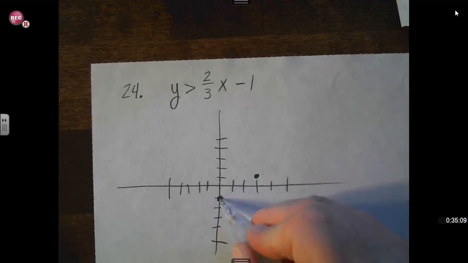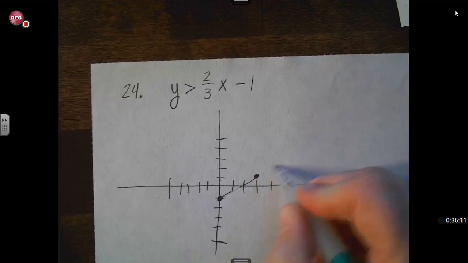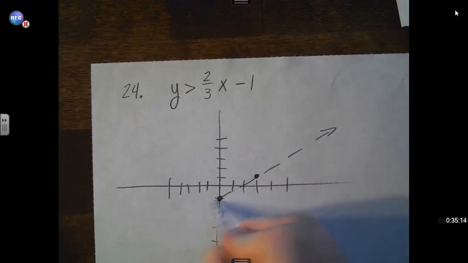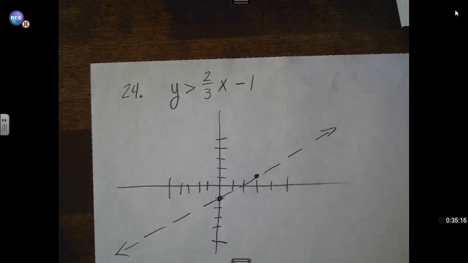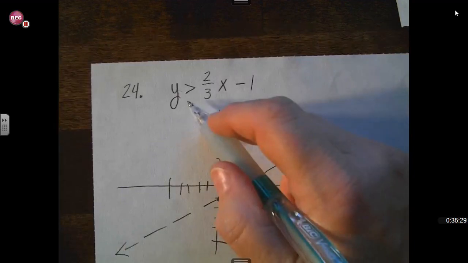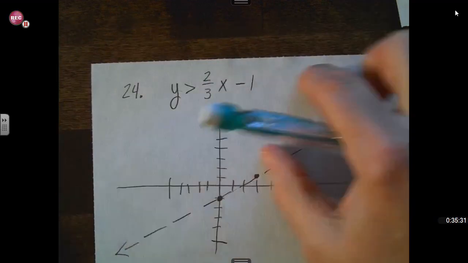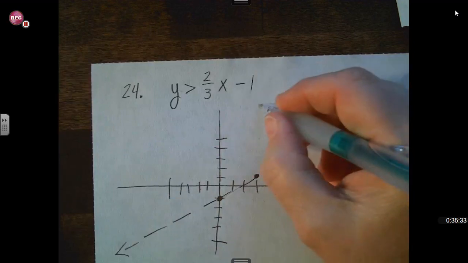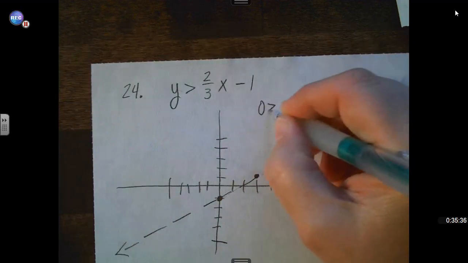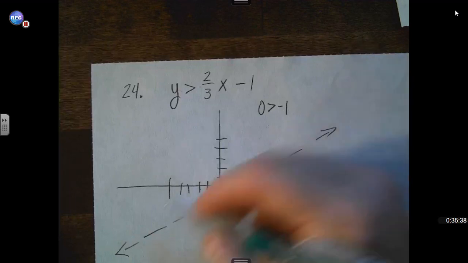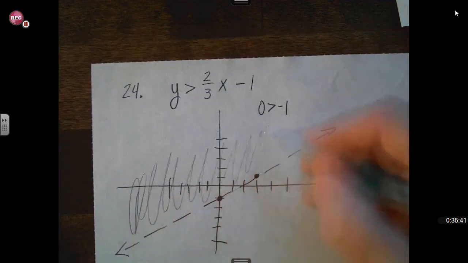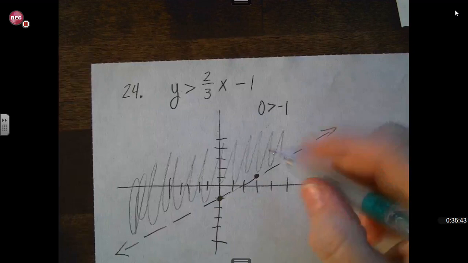Because it's strictly greater than, so a dotted line. And again, if you forget to dot it, just put a note that it's supposed to be dotted. You don't have to erase the whole thing or erase parts of it and try to make it look dotted. And then, do we shade above or below? Well, it's a greater than, so a rule of thumb should tell me above, right? I like to plug in the origin. I get 0 is greater than -1. That's a true statement. So yes, indeed, it is shaded up here.